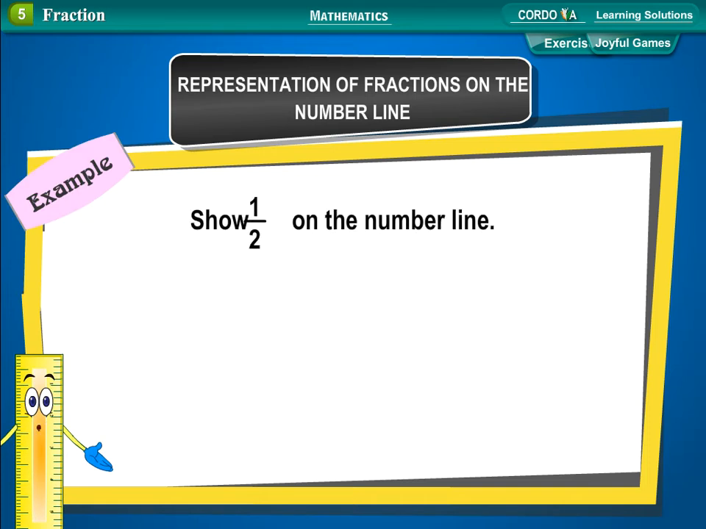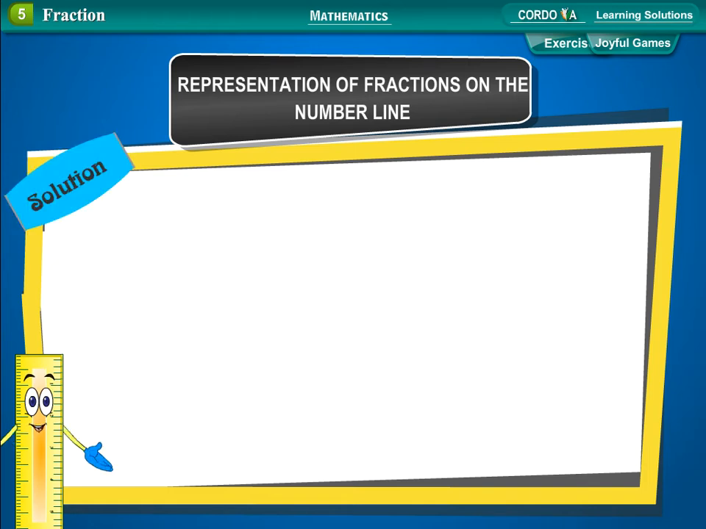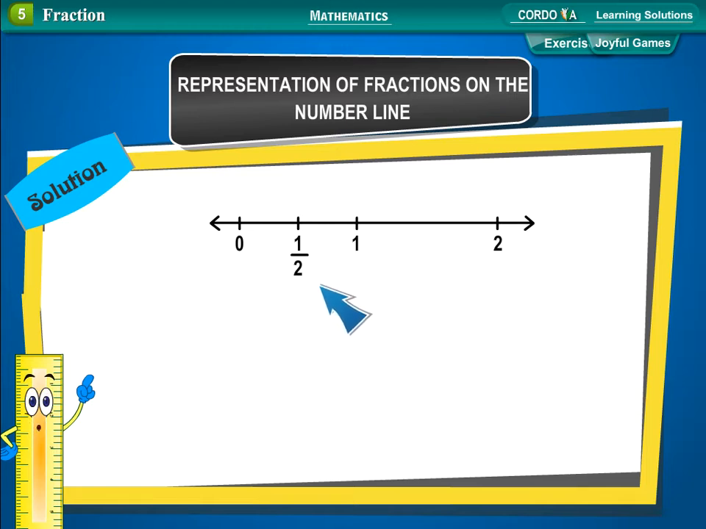Example. Show 1/2 on the number line. Solution. We draw a number line. We know that 1/2 is greater than 0 but less than 1. We divide the length between 0 and 1 into 2 equal parts and show one part as 1/2.